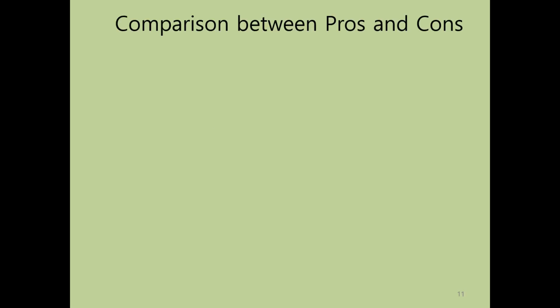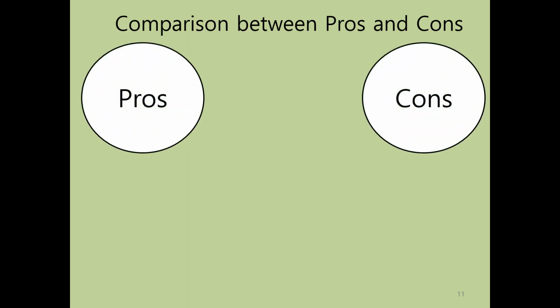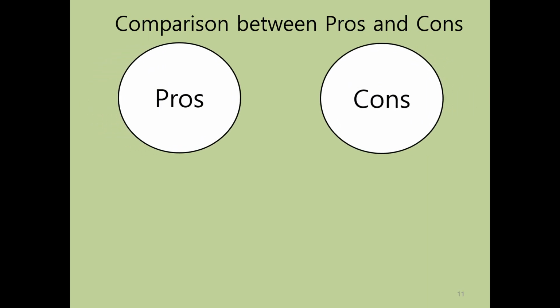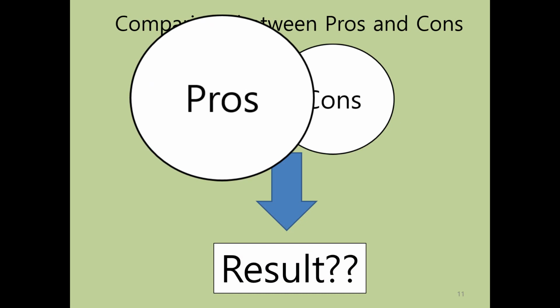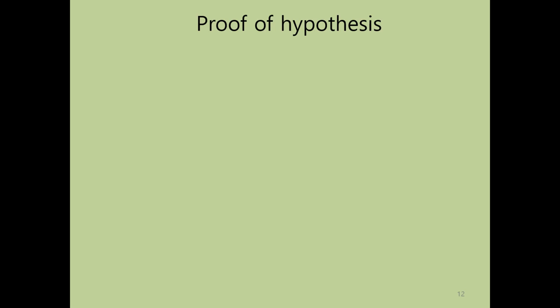At this point, I'd like to raise one question. If the positive aspect and negative aspect of the net cost method meet, what will be the result? I can tell you that positive is bigger than negative aspects. I will explain the reason in the next slides. I will prove my hypothesis. The positive is bigger than negative in the net cost method.